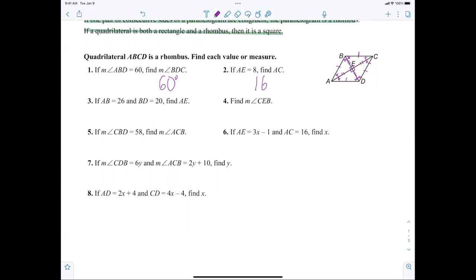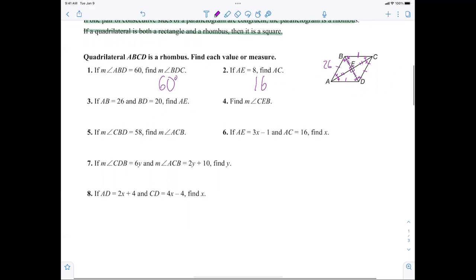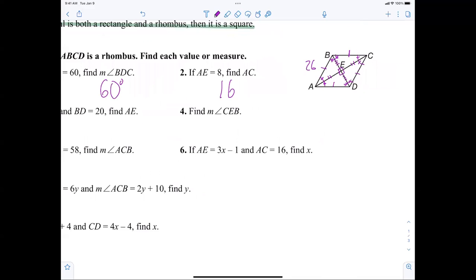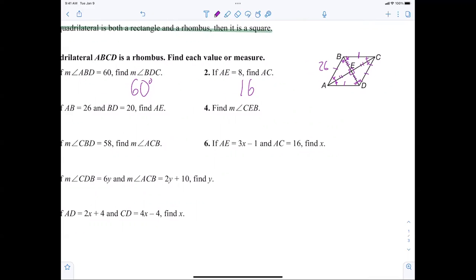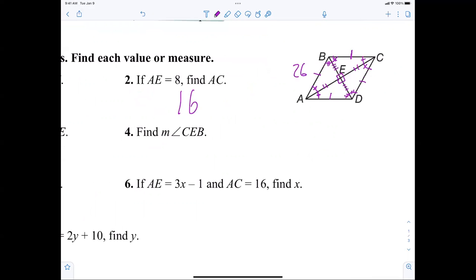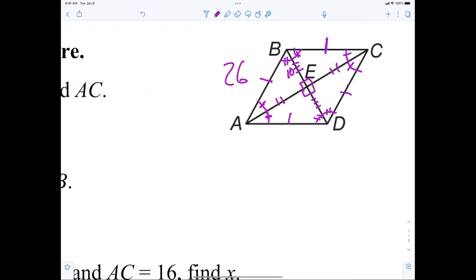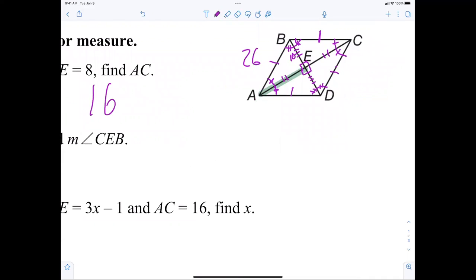If AB is 26 and BD is 20, how am I going to find AE? Somebody tell me what BE is. 10. So how am I going to find AE? Yeah, thank you, whoever said that. That's exactly right. A squared plus B squared equals C squared. Which one is the hypotenuse?